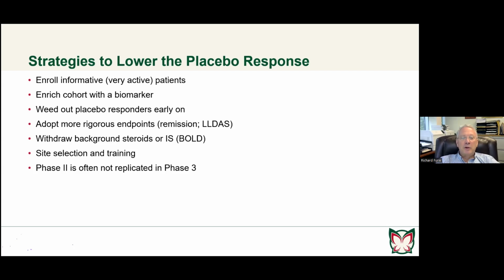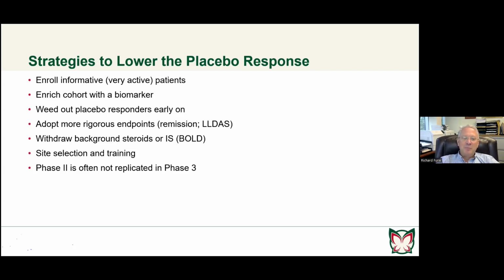We could use more rigorous endpoints, such as remission or LLDAS. So the discrimination may be greater even though the response rate's lower. One design is to withdraw background steroids or immunosuppressants, and that's been done in a few studies, kind of the sink or swim approach. I'm not a big fan of that approach, but it's out there. And again, site selection, very important, training, very important.